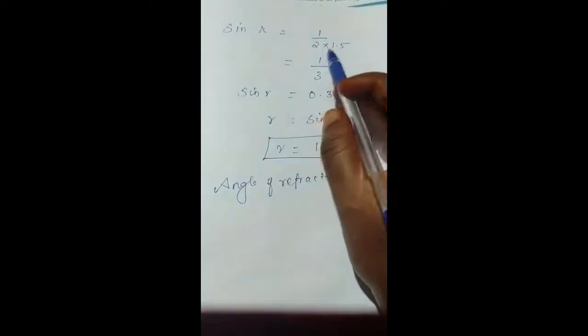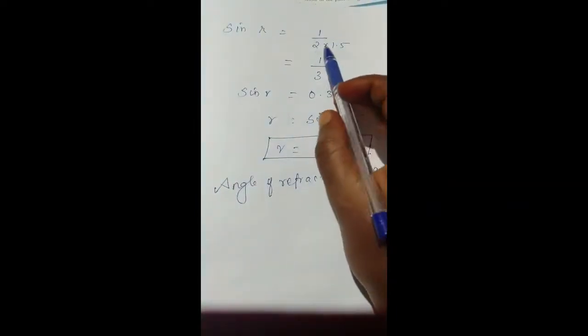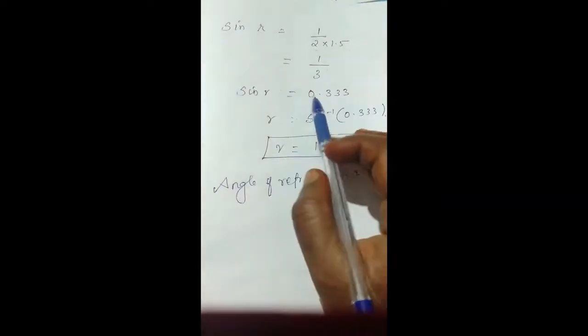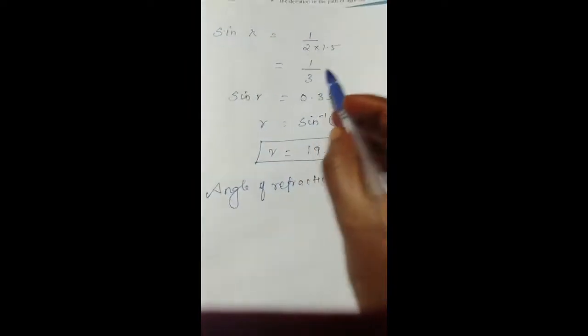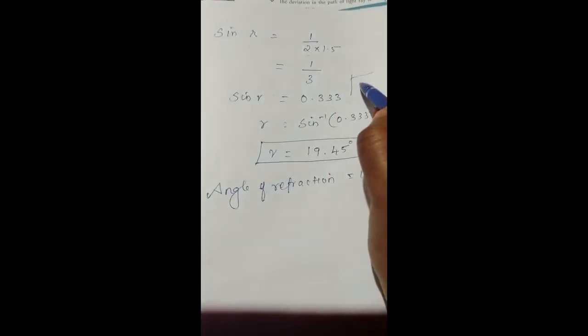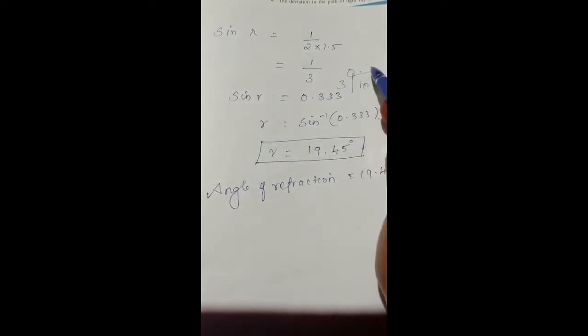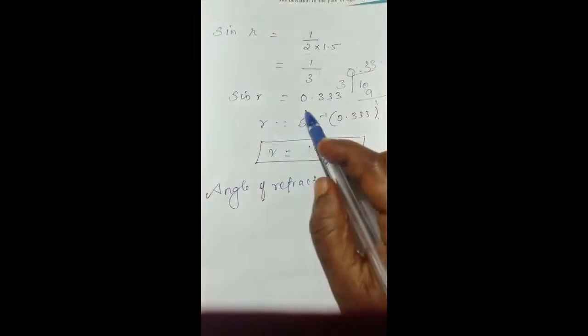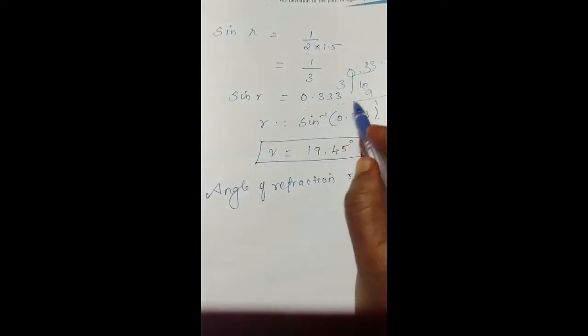So write the step. Sin r is equal to 1 by 2 into 1.5. If you are multiplying 1.5 into 2, it is 3, isn't it? So sin r is equal to 1 by 3. If you are dividing, what will you get? Here 0, then 3 3s are 9, here 1. So 3 3. So sin r is equal to 0.333.